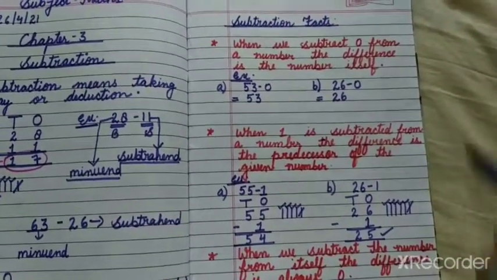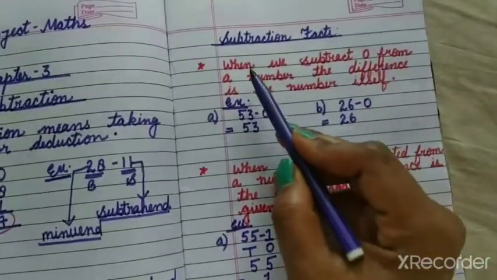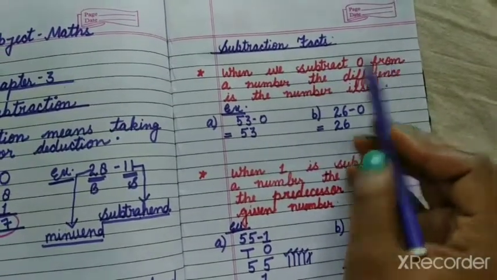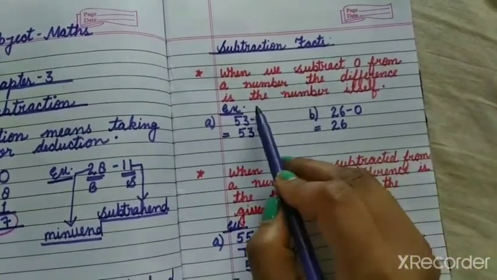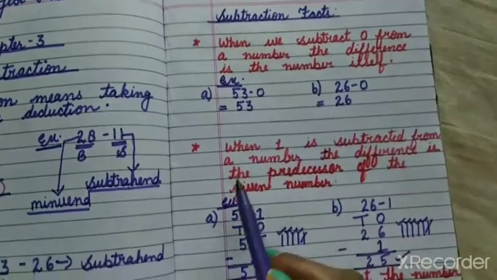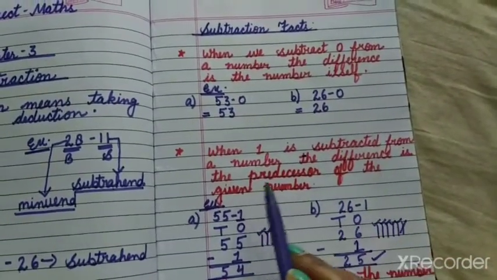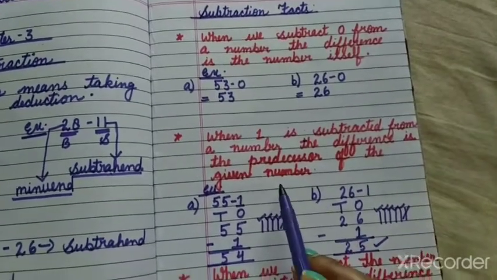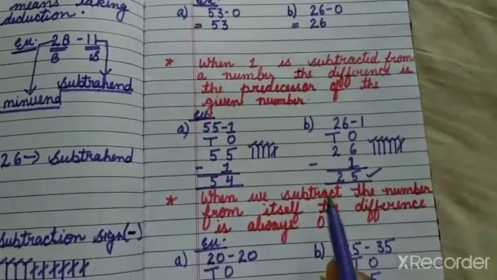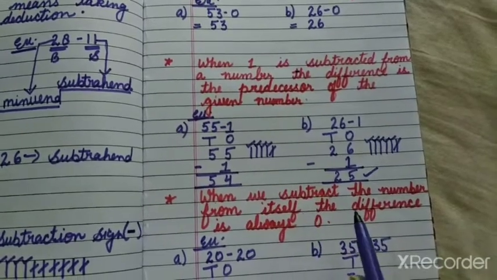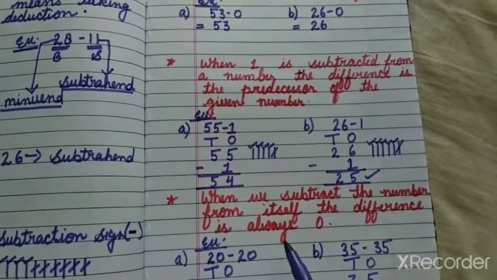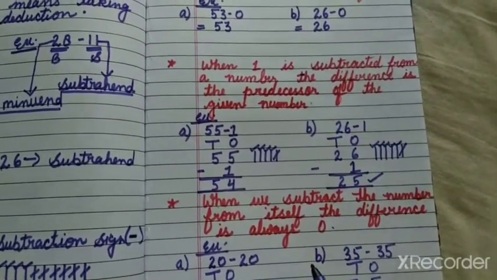subtraction facts. Let's revise. When we subtract 0 from a number, the difference is the number itself. When 1 is subtracted from a number, the difference is the predecessor of the given number. When we subtract the number from itself, the difference is always 0. Clear?